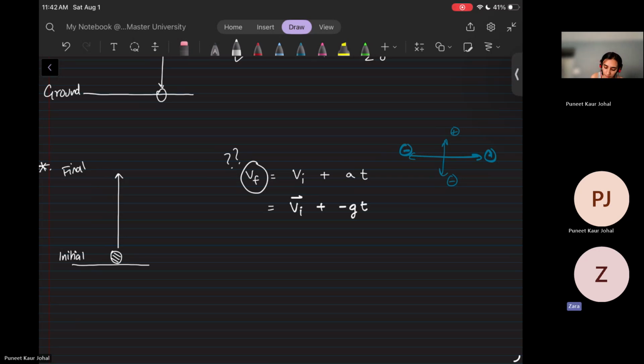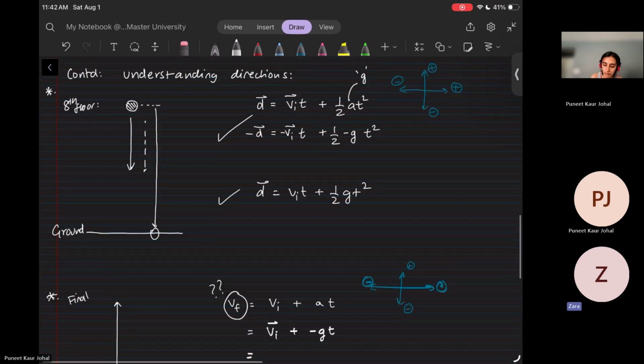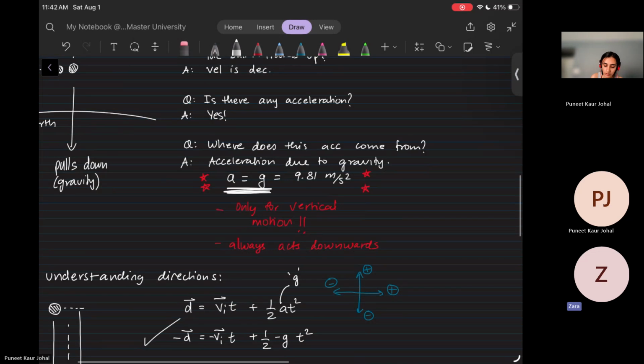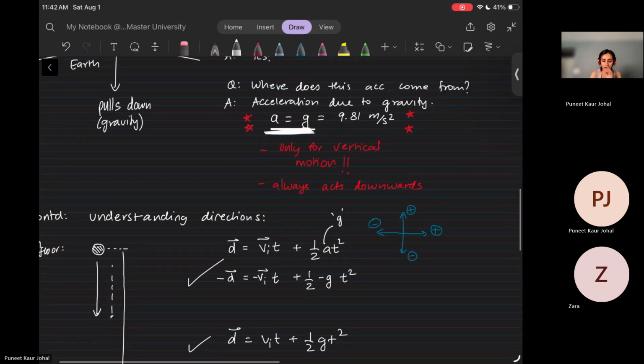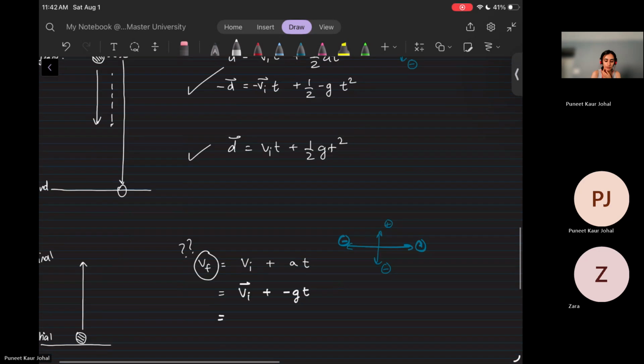So are acceleration and gravity interchangeable? Like you can use the same word? Yes, only in vertical motion, because in vertical motion, where is the acceleration even coming from? It comes from gravity only, right? So in the vertical direction, acceleration is always the acceleration due to gravity, which is 9.81, always. But again, only for vertical motion and always acting down. Good? Okay. Perfect. So yeah, you're right.